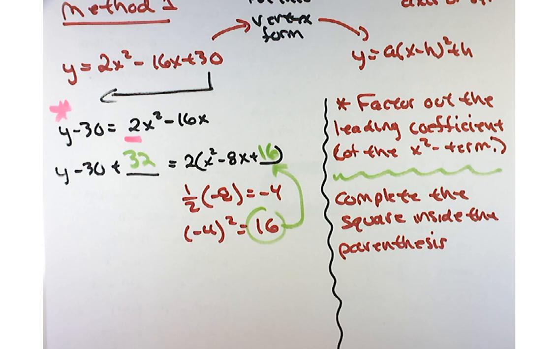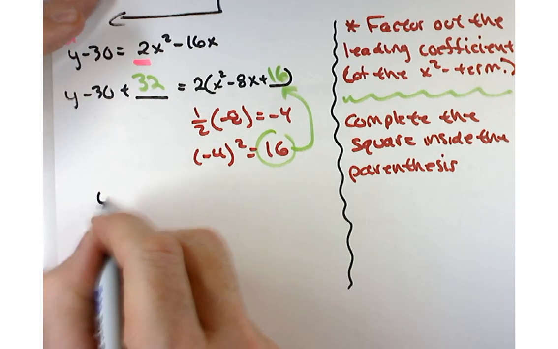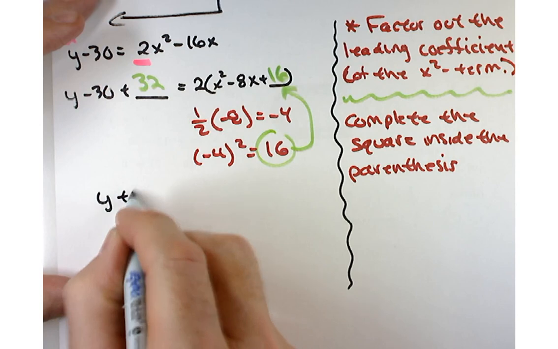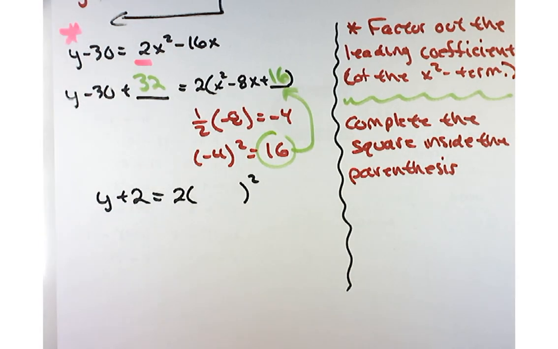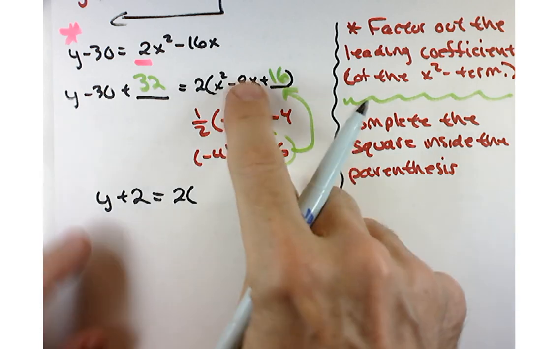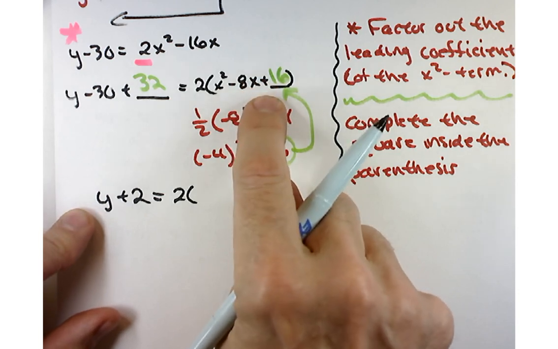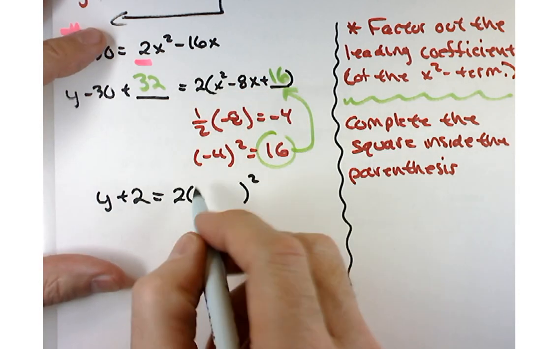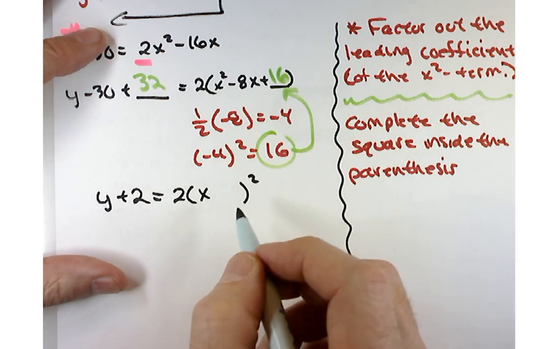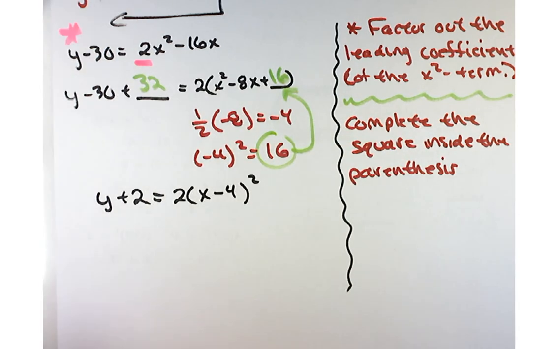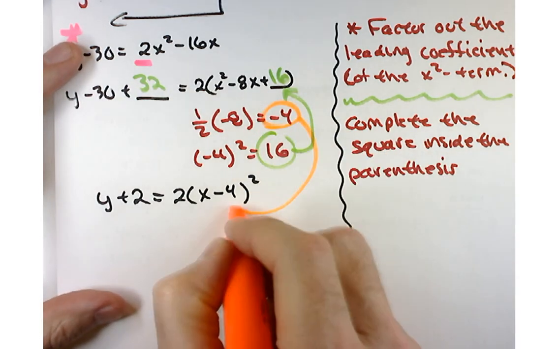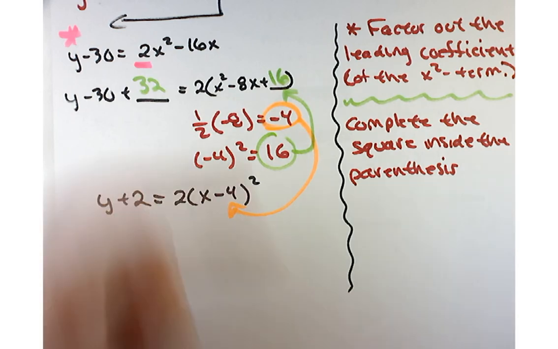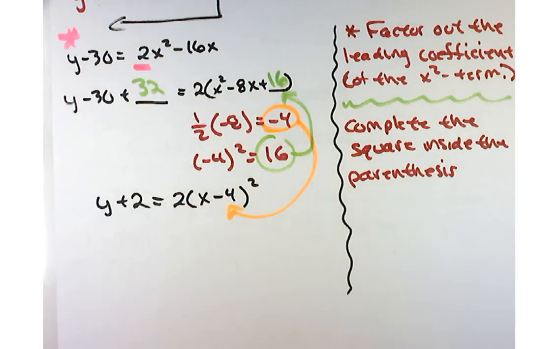Okay. Now the left-hand side, I can combine these. That's going to be y plus 2. On the right-hand side, this term factors. This is a perfect square. That's why we completed the square, so I could write that as something squared: x minus 4. Good. Remember, when you complete the square in this fashion, you end up using both of those numbers, first one here, this one here.